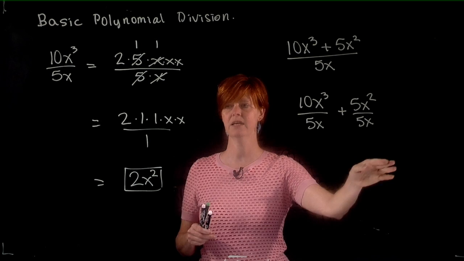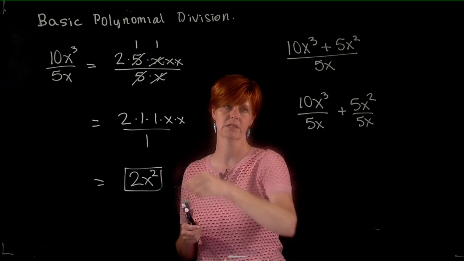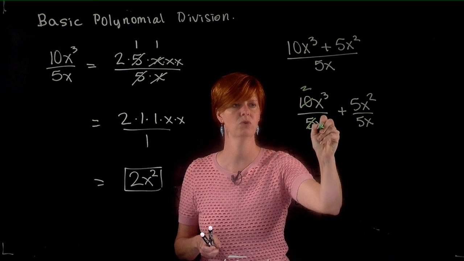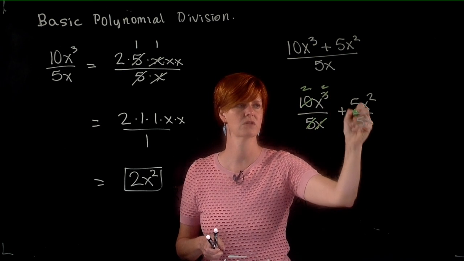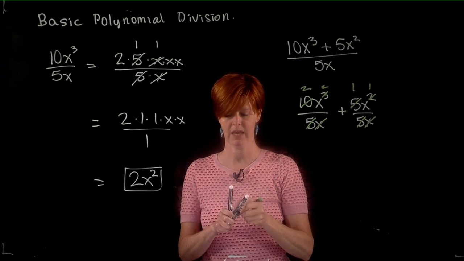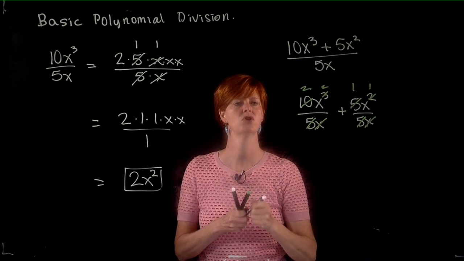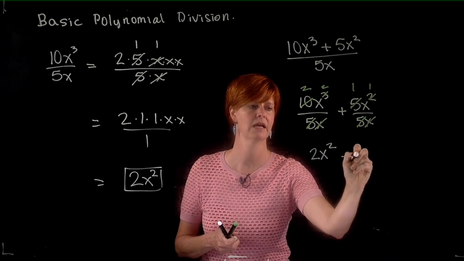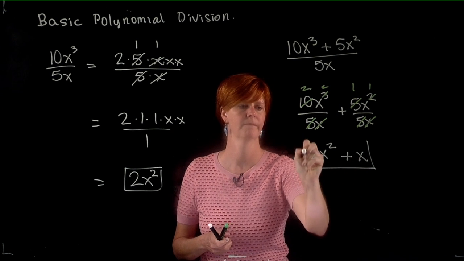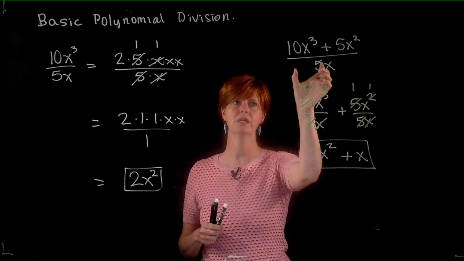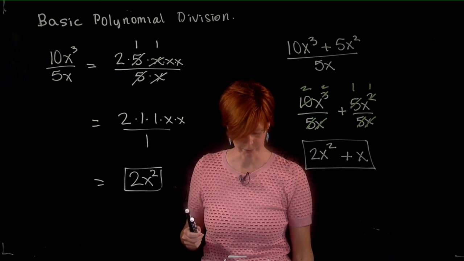Now when you write them out like this, it becomes obvious. So you go 5 into 10 is 2, one of these cancels, that cancels, one of these cancels, and what I have left then is 2x squared plus x. Okay, so division of polynomials, put the denominator under each term.